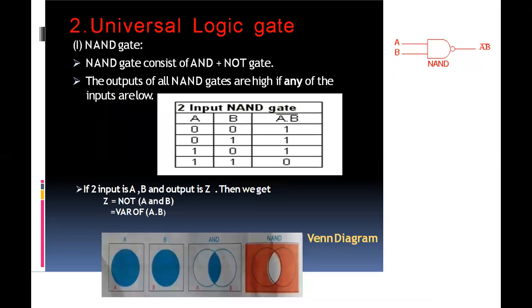And here the NAND gate is a universal gate, and NAND gate is NOT AND gate, and for two inputs it's the opposite result of the AND gate. Previously we saw that this is the region for the AND gate, and if we complement this region, then we get the region for the NAND gate. Except the white region, all the region is for the NAND gate.